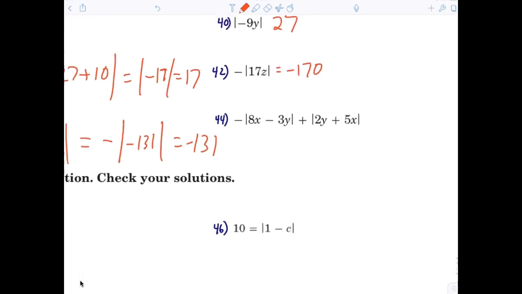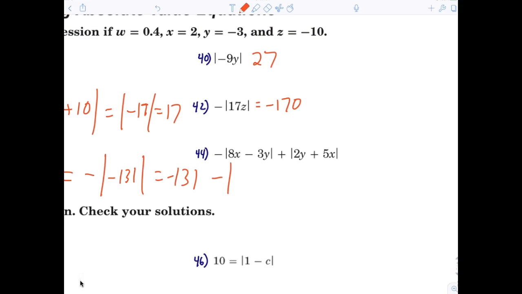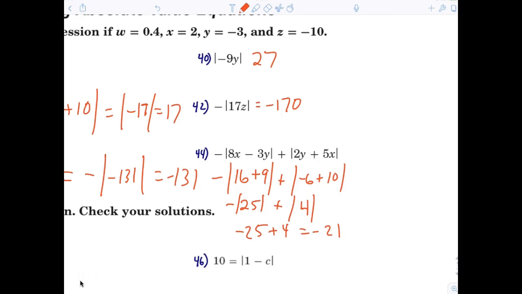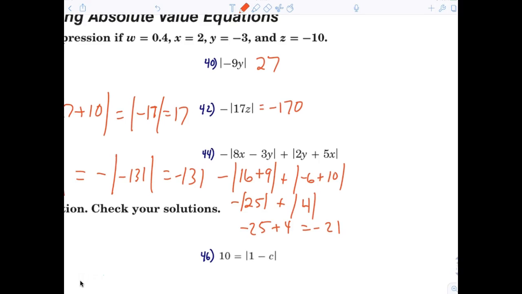All right, now I have negative absolute value of 8 times x is 16. Negative 3 times negative 3 was the positive 9. Plus 2 times y. Negative 6 plus 5 times x. There we go. Look carefully. So now I have 25 plus 4. So it would be negative 25 plus 4 equals negative 21. Good question. How did you get? Oh, sorry, never mind.